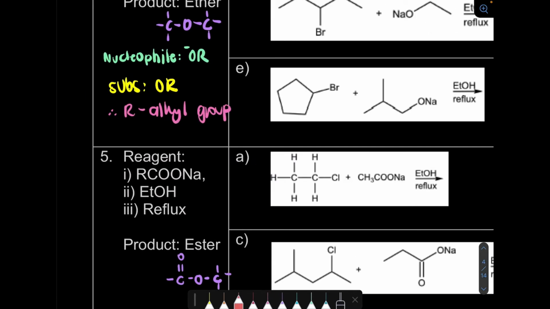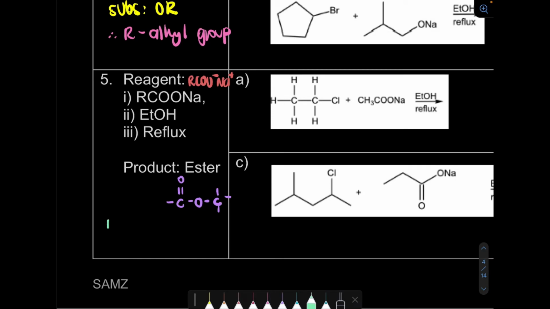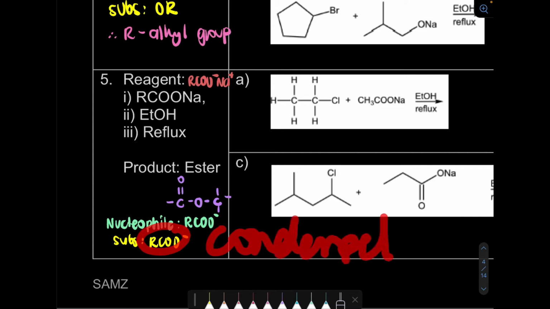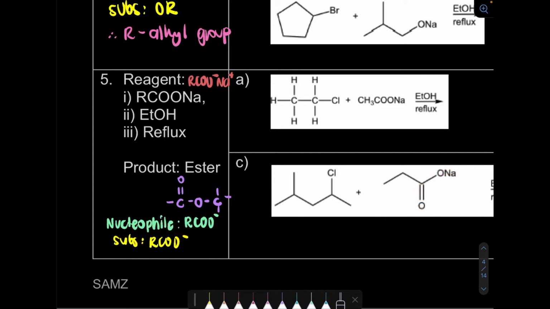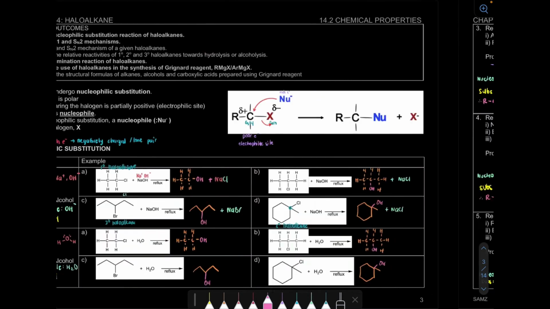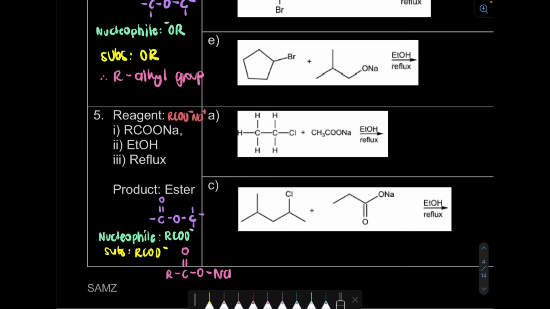Okay, so our reagent is actually RCOO minus with Na plus. Our nucleophile is RCOO minus, where R is again any alkyl group. So we're going to substitute with RCOO negative. This is in terms of condensed structure. But let's look at how it is if the structure is expanded. So this is the expanded structure of RCOO, and we expand the structure like this.